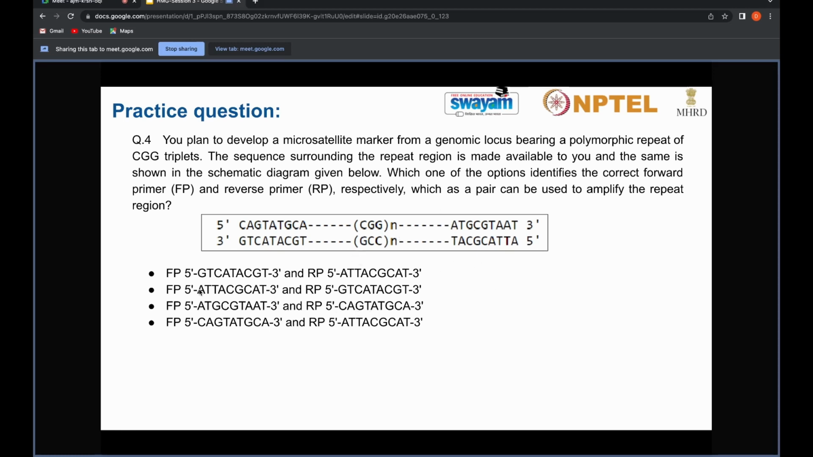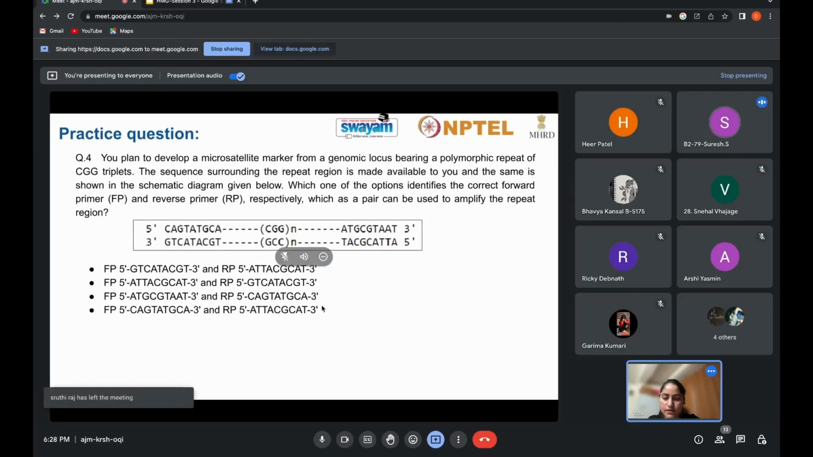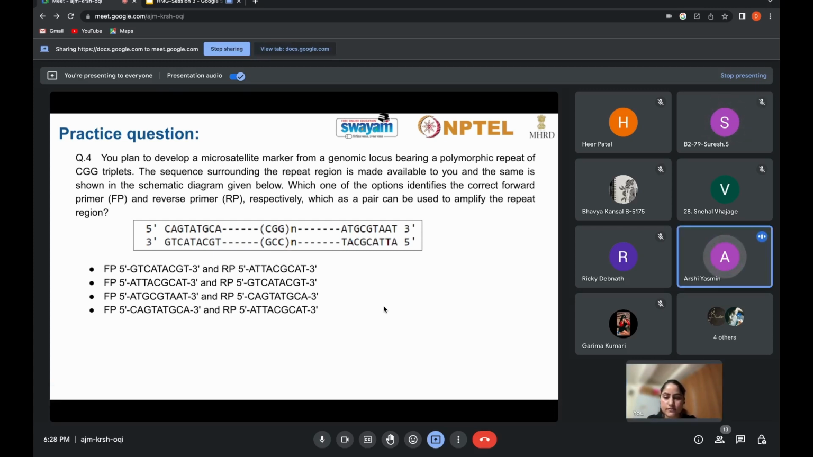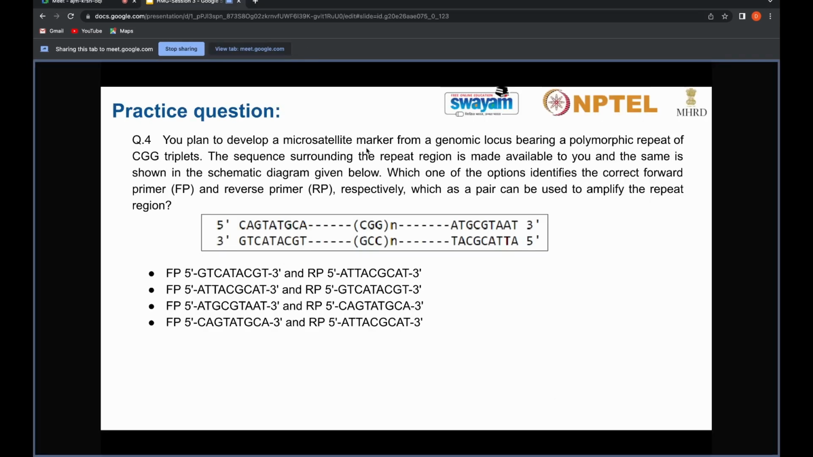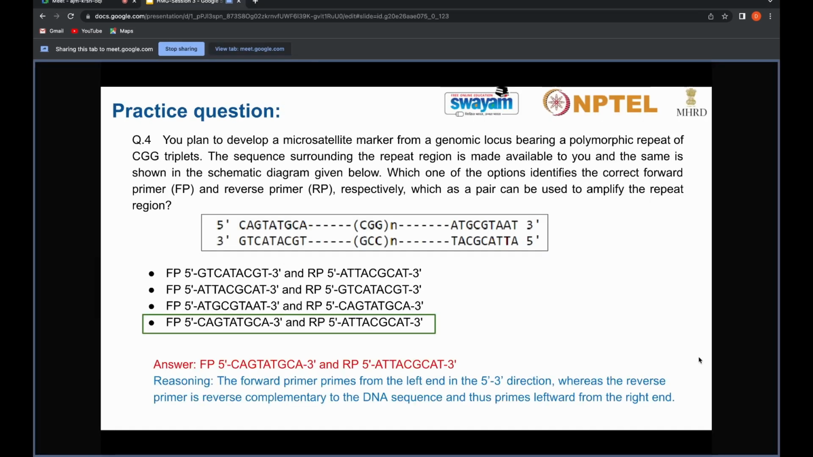So what do you think? Option C? C, ma'am. Okay, so does someone else want to try? Option D. Okay, option D. So let's see what the correct option is. Yeah, correct is option D.